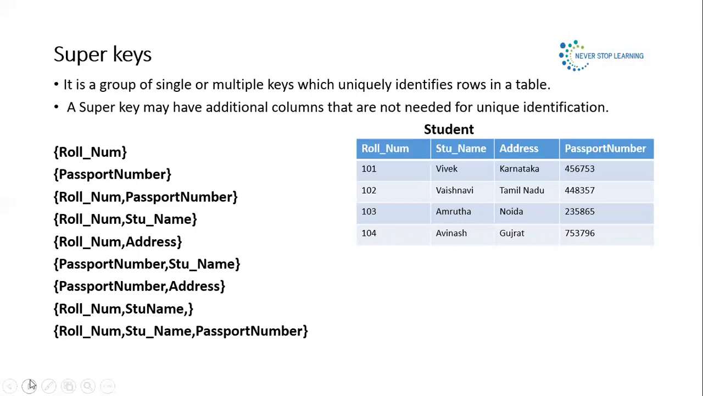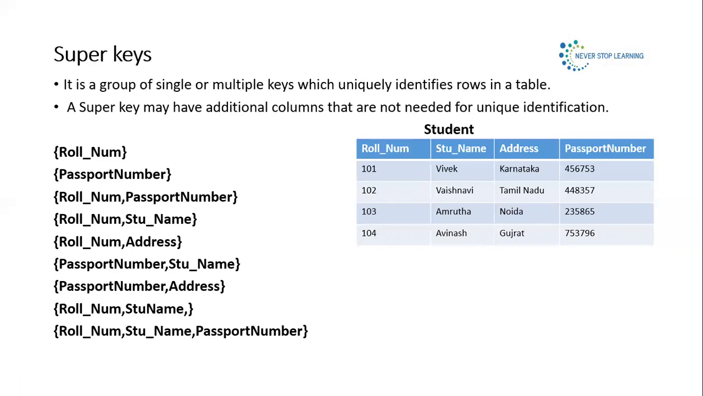As I told, columns have names, but rows do not have any name. If you can see in this table, if I want roll number, all roll numbers I can fetch easily. I want to know passport number of all students, I can fetch easily. But here, which row? On the basis of what can I fetch data from a row if I want some row? Fine. So what happens to ensure that what data we want is the same data we are fetching? For that we want these keys. A super key may have additional columns that are not needed for unique identification.